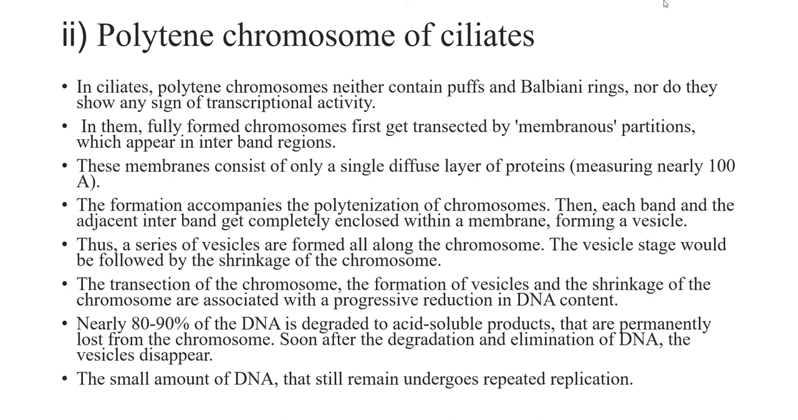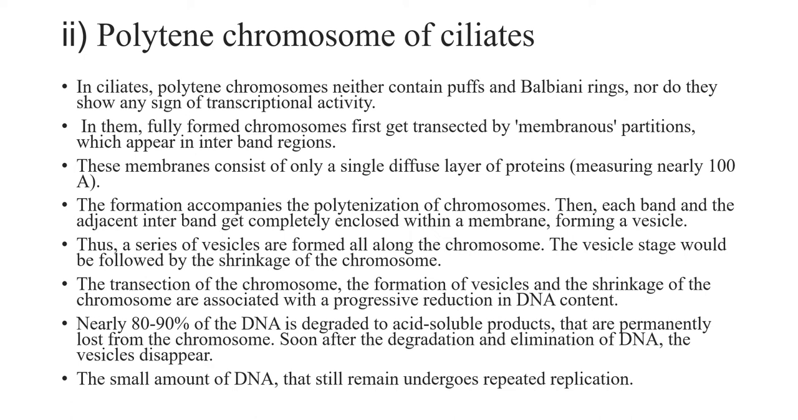In ciliates, polytene chromosomes neither contain puffs and Balbiani rings, nor do they show any signs of transcriptional activity. In them, fully formed chromosomes first get transected by membranous partitions which appear in interband regions. These membranes consist of only a single diffuse layer of proteins. The formation accompanies the polytenization of chromosomes. Then each band and the adjacent interband get completely engrossed within a membrane, forming a vesicle. Thus, a series of vesicles are formed all along the chromosomes.